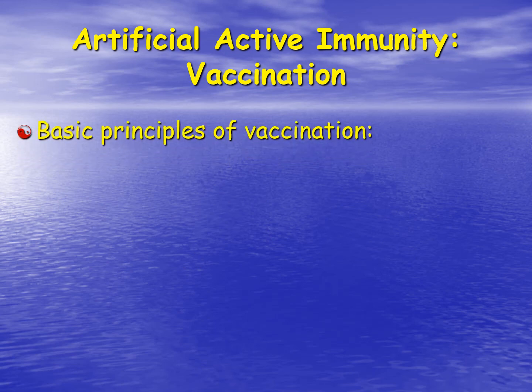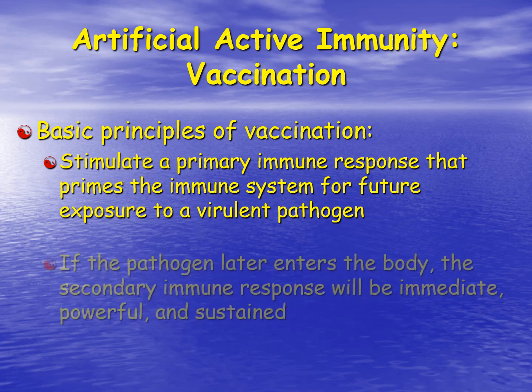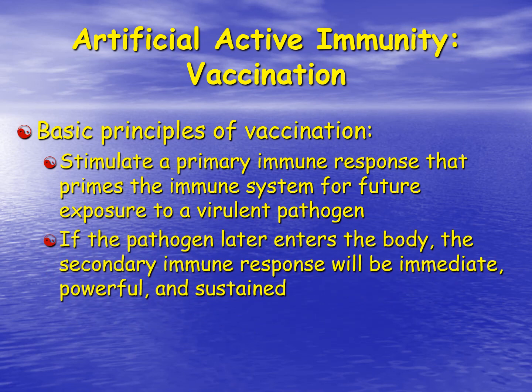The principle of vaccination is that the vaccination will stimulate a primary immune response that primes the immune system, making memory cells for future exposure to a potential virulent pathogen. If the pathogen then later enters the body, the secondary immune response will be almost immediate, again within 24 to 48 hours, very powerful and oftentimes sustained.